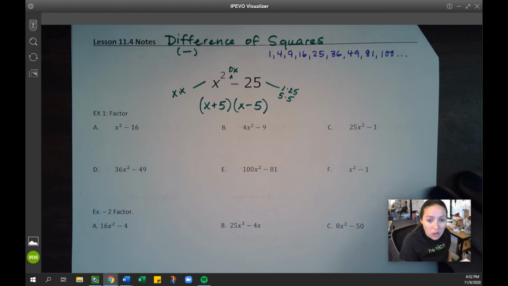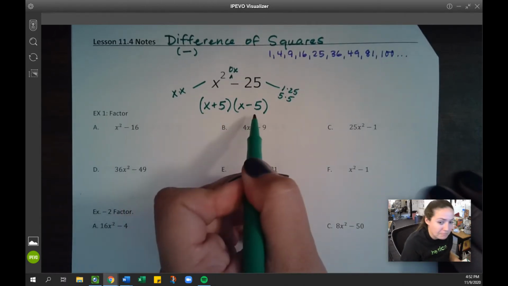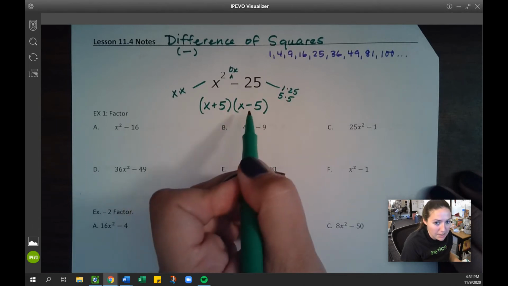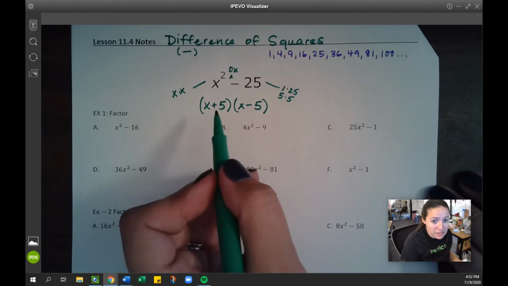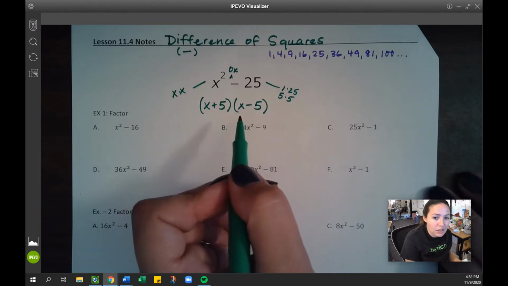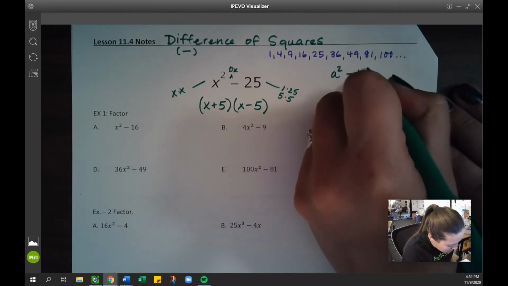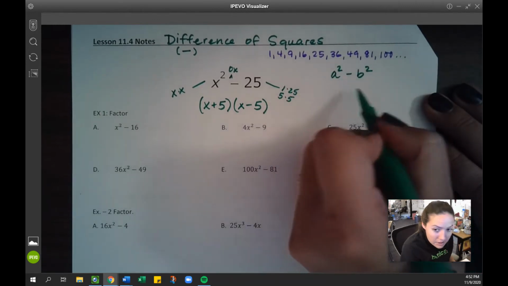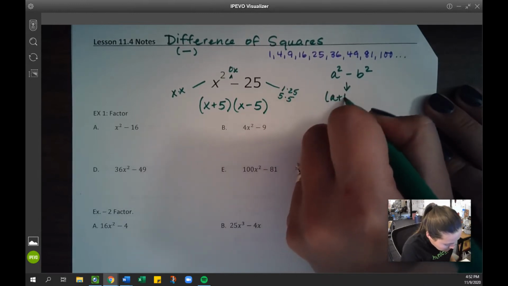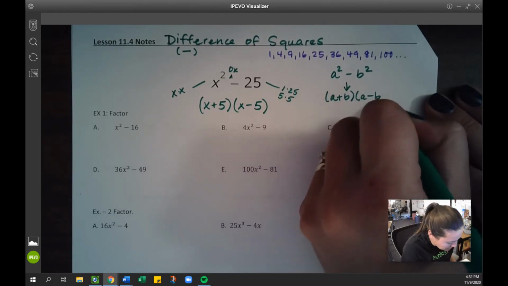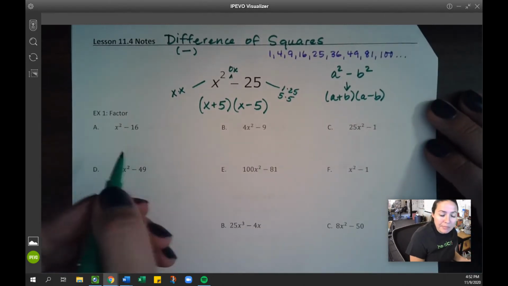Now, if you notice, these factors are exactly the same. It's just one is a plus and one is a minus. So this is how difference of squares works. It's like a little shortcut. If I have a difference of squares, a squared minus b squared, this will factor into a plus b times a minus b. So it's like a shortcut.